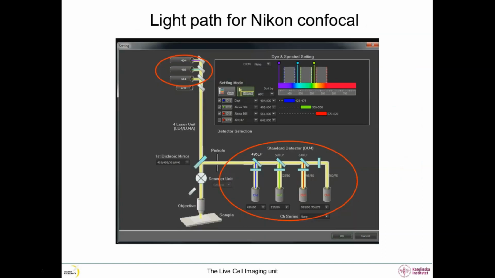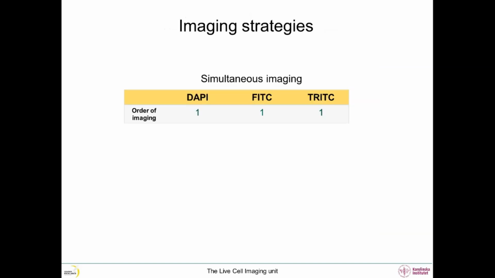On confocals, however, we have several lasers and several detectors. We can gain time by turning on all the lasers and detectors at the same time. This is called simultaneous imaging. Since all the fluorophores are excited at once, they emit light at the same time, and we can now image them simultaneously.